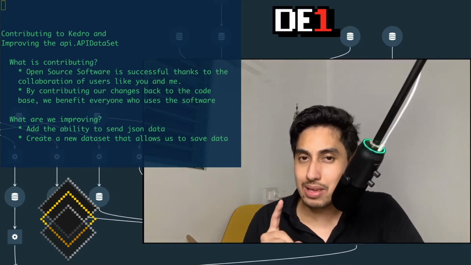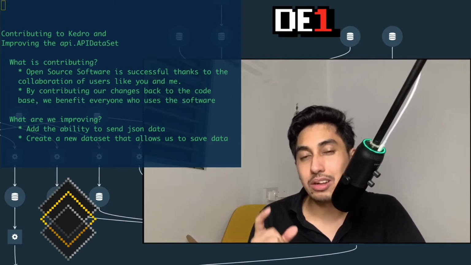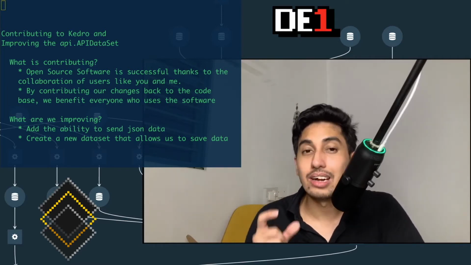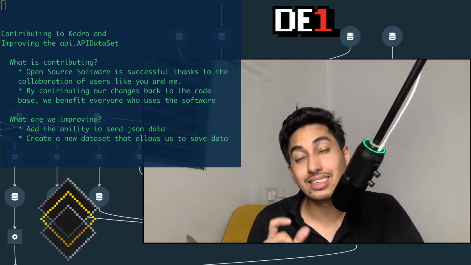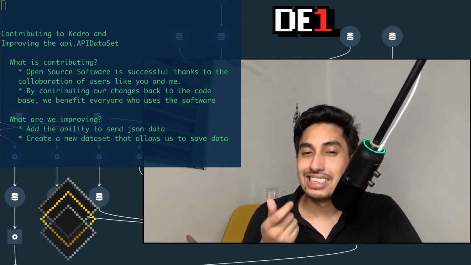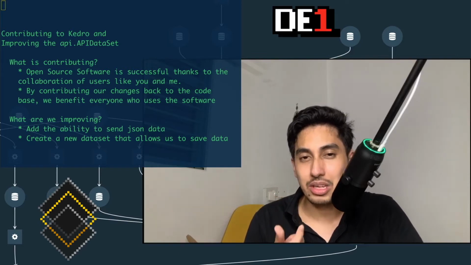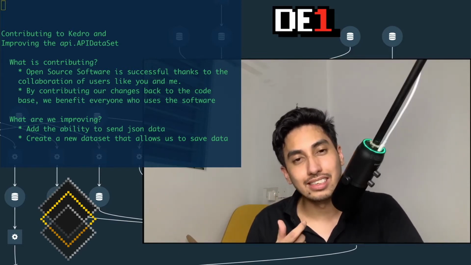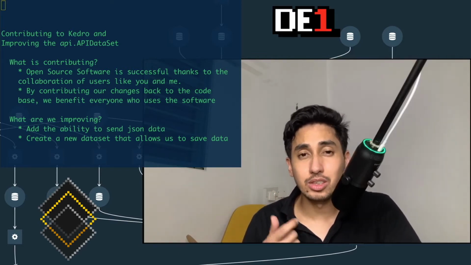Now, API dataset is actually a wrapper around the requests object, and JSON as an argument is supported by the requests object. However, the API dataset does not support that JSON argument. And the reason why you want to have this JSON argument is because it simplifies your workflow.